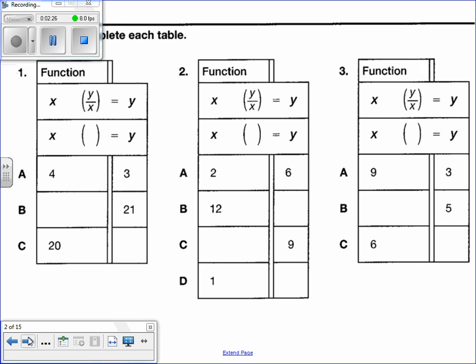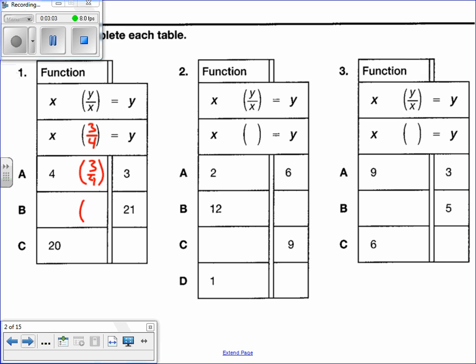All right, now we're going to look at part 2 of your test. Part 2 is completing the multiplication function tables. So if I look at table 1 here, I'm going to look at row A to get my fraction that I need to multiply by each time. So again, looking at the top equation here, it's x times y over x equals y. So in my fraction, I'm going to take my y value, which is 3, put that on top of my x value, which is 4, and put that on the bottom. So now I know I need to multiply by 3/4 every time.